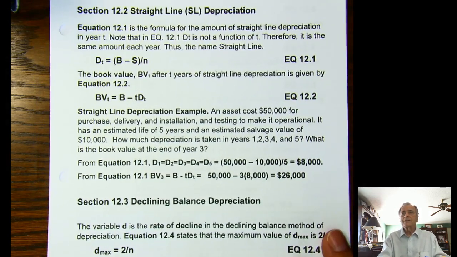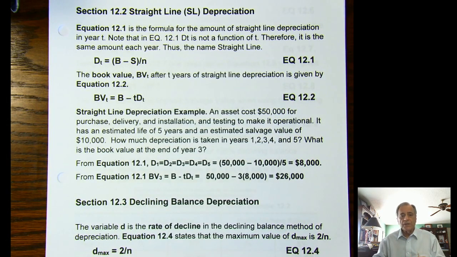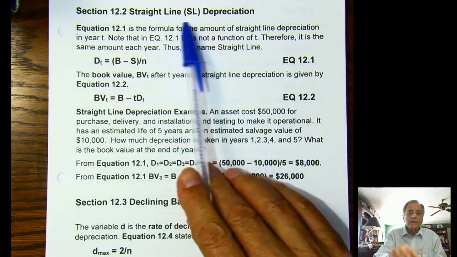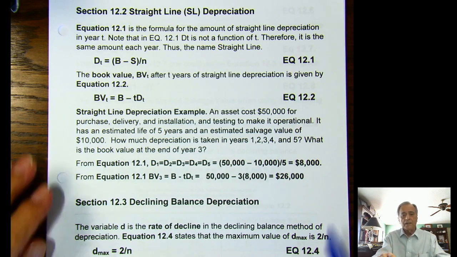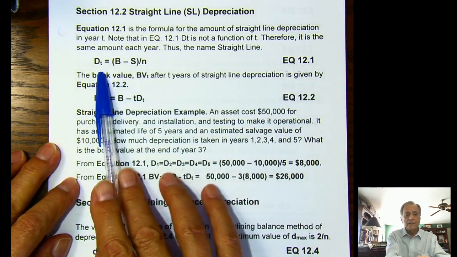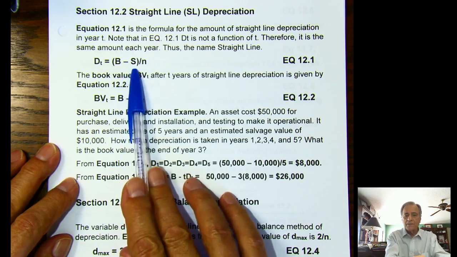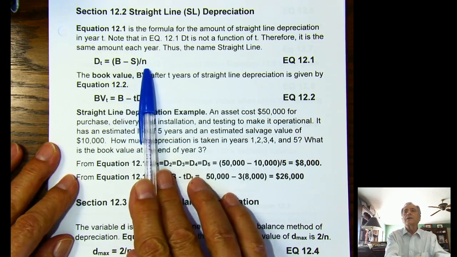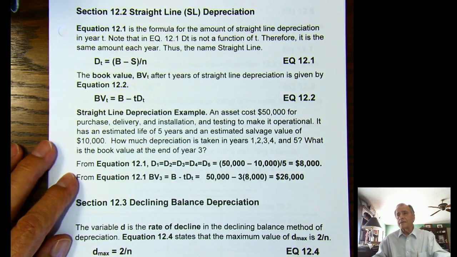So let's talk about some specific depreciation formulas and methods. The first method is very simple, used to be used a lot, but it's not much anymore. It's called straight line depreciation. Straight line basically means you get the same depreciation every year. And that's equation 12.1, and it says D sub t is the original basis B minus the estimated salvage value divided by the number of years that you estimate this asset will be used.